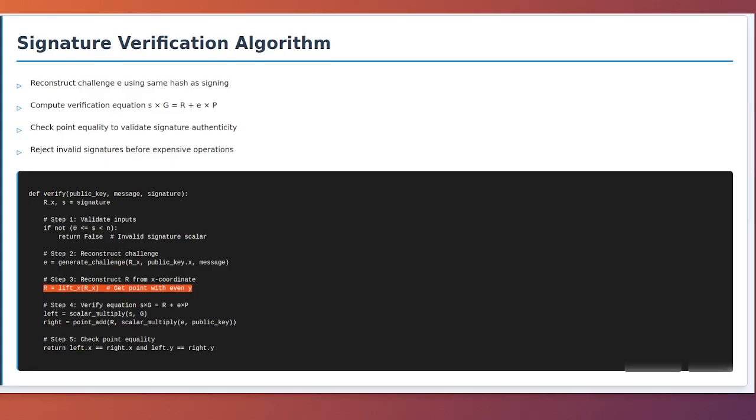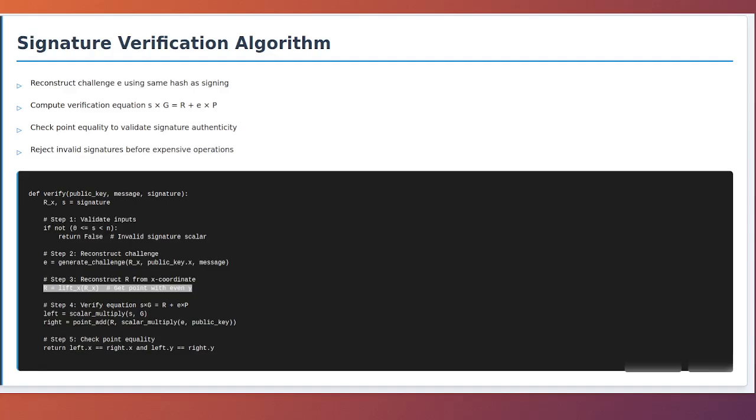Some optimizations are possible here. For instance, we could rearrange the equation to S times G minus E times P equals R. Then, we would only verify that the x-coordinate matches Rx. This saves us from having to reconstruct the full y-coordinate of R. However, for clarity in implementation, it is often clearer to implement the equation as stated.